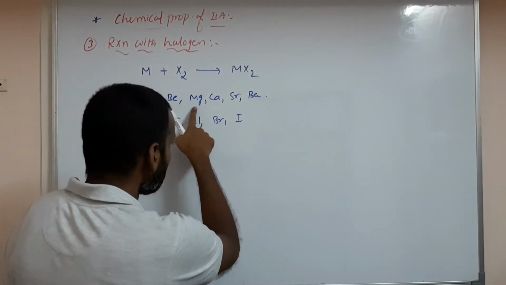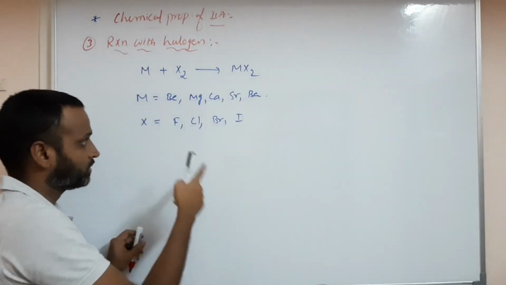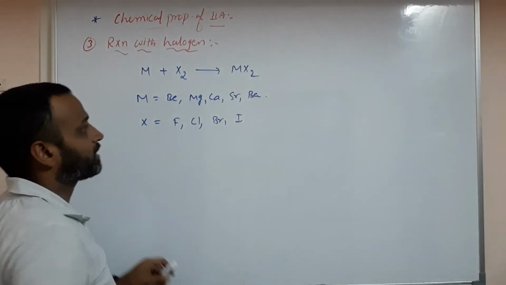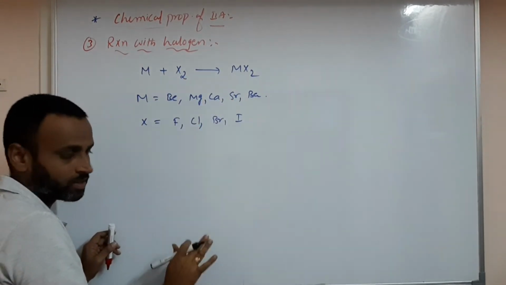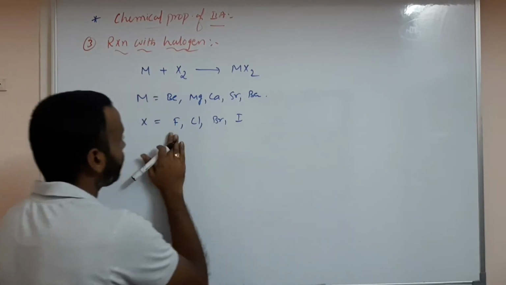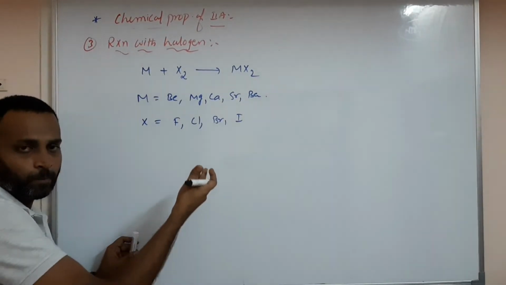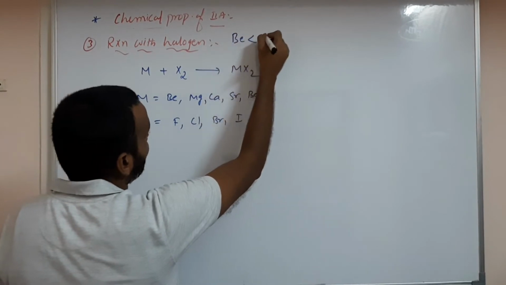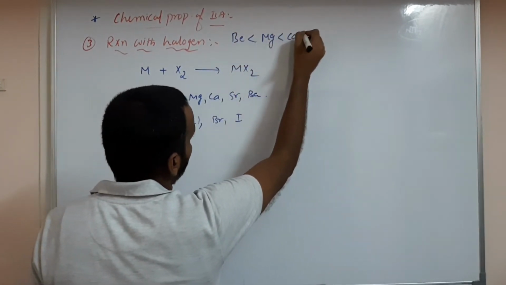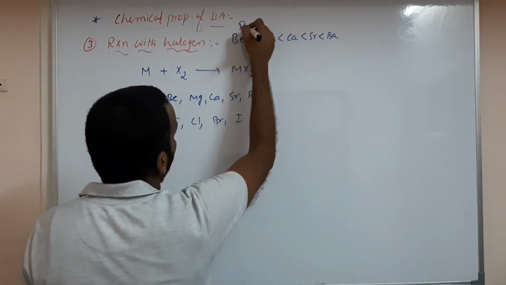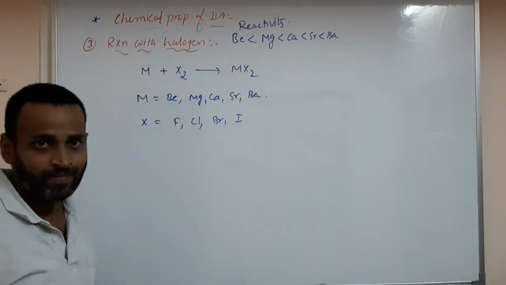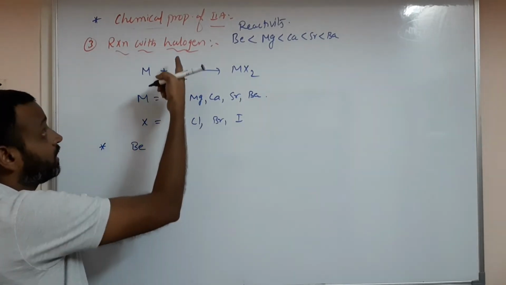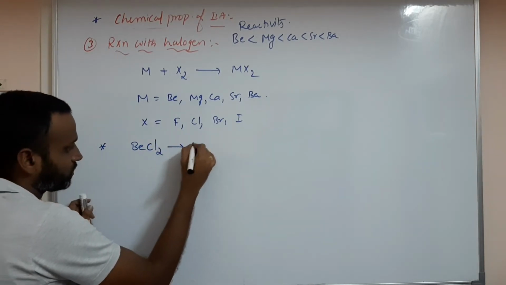So beryllium, magnesium, calcium, strontium, barium: who reacts fast? It's not beryllium. As going down, reactivity increases. Correct? So barium has more reactivity towards halogens. And of X, fluorine, chlorine, bromine, iodine, fluorine is more reactive, even towards reaction with air and with hydrogen. This is the order: beryllium less than magnesium, less than calcium, less than strontium, less than barium. Actually, this is the order of reactivity. Very important. And coming to beryllium halides, if you see, BeCl2 is covalent.